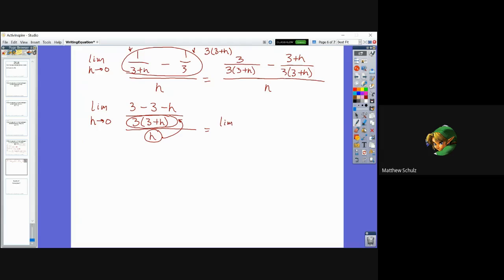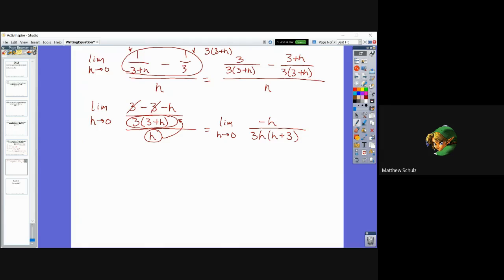So that way we're looking at just two separate entities of our rational function. So limit as h approaches 0 of, and then 3 minus 3, we'll just do that too, two birds, one stone. 3 minus 3 is 0. So we're left with negative h over 3h times h plus 3.